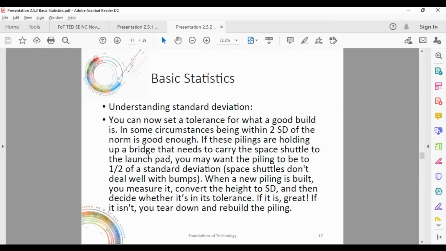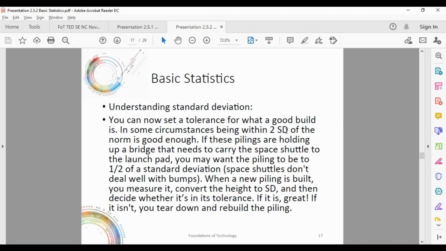All right, so now we set a tolerance as to what a good build is. Let's say that these pilings need to be plus or minus within 2 millimeters. That might be a good goal. I don't know exactly what they're doing, so I can't say for certain. But you do want accuracy, but it costs too much to be super duper accurate. So in some circumstances, being within 2 standard deviations of the norm is good enough.